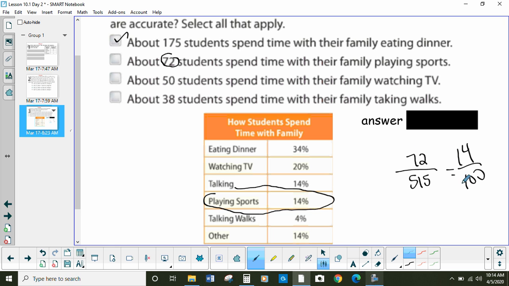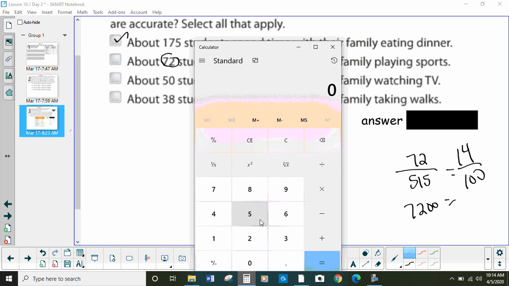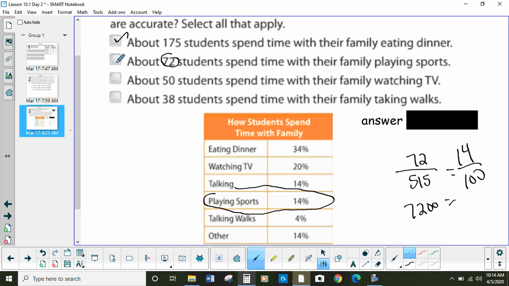72, is it about 72? Let me see, 72 times 100 is 7,200. And 515 times 14, let's see what we get there. 515 times 14, and we get 7,210. That's pretty close too. That worked out. Let's go ahead and check the next one now.